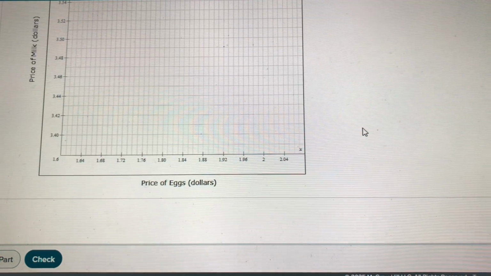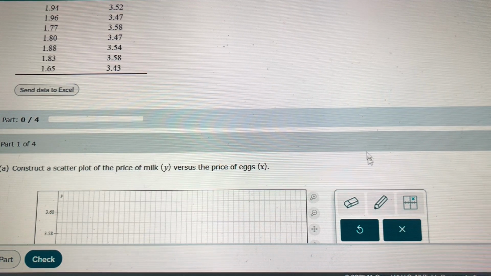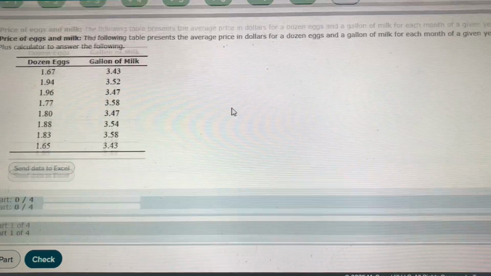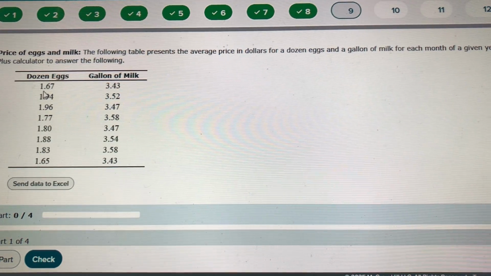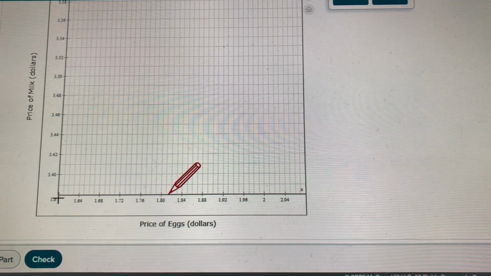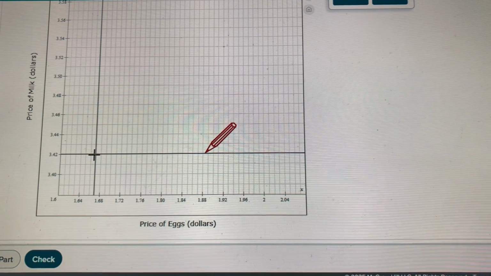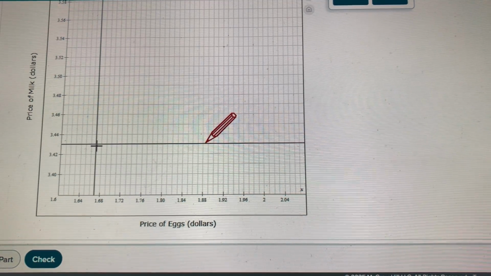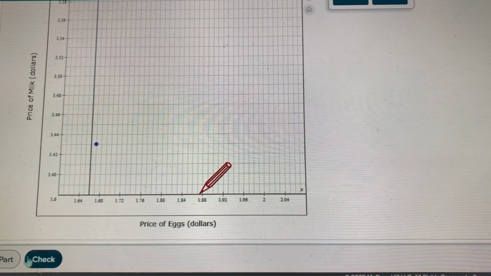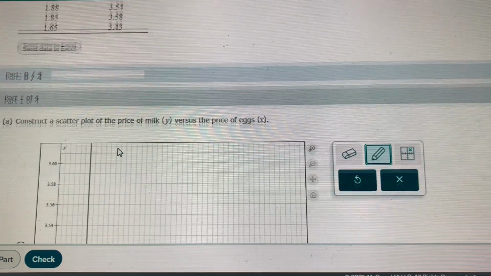Okay, see, they want me to do a scatter plot. And I guess I got to do this one manually. I can do it in my calculator too, but it won't help me for this. So where the dozen eggs are $1.67, the milk's $3.43. So you want to go to 167 on the x-axis, and then up to 343, which would be halfway between 42 and 44. And you just click that, and it puts a point there. Then do 194 and 352.